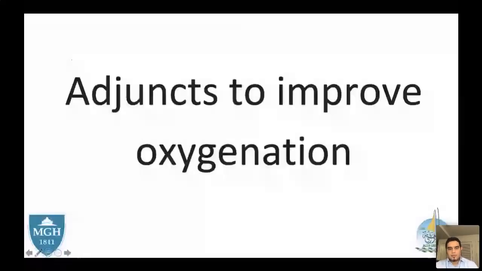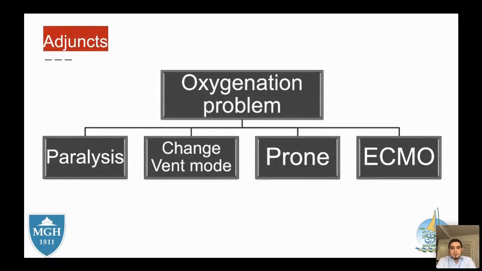Okay, all right. So what are your adjuncts? There are 4 things that you can do, and the question that is asked is which one of these I should do first. All right, so there is paralysis, there is a change of vent mode, and we'll talk about vent mode, we're talking about APRV. We should talk about each one of them. Then the proning, which basically switches the patient from supine into prone position, and the tummy, or ECMO.